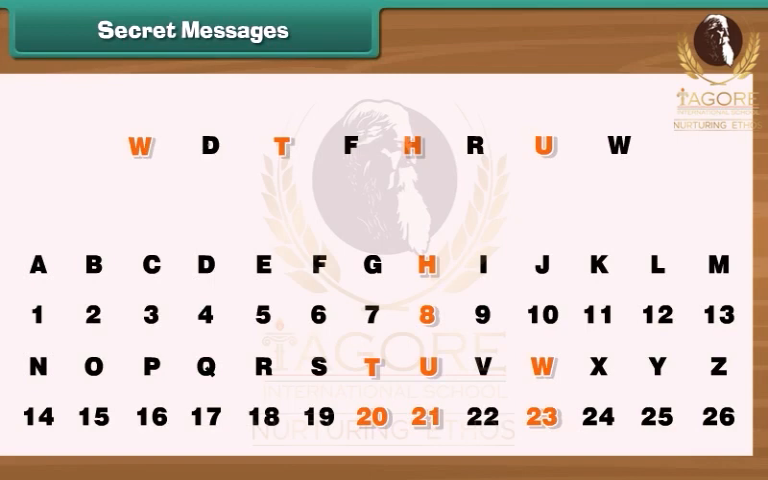D is actually A. F is C. R is O. W is T. So the decoded message is, watch out!